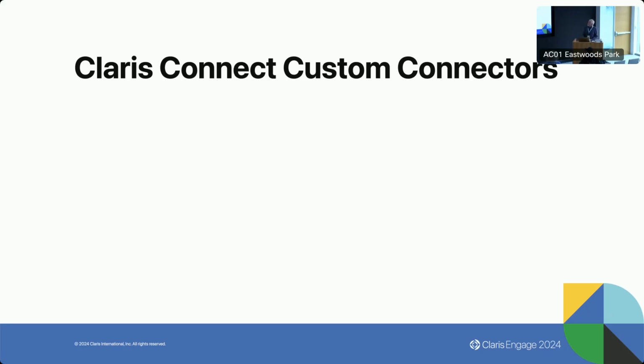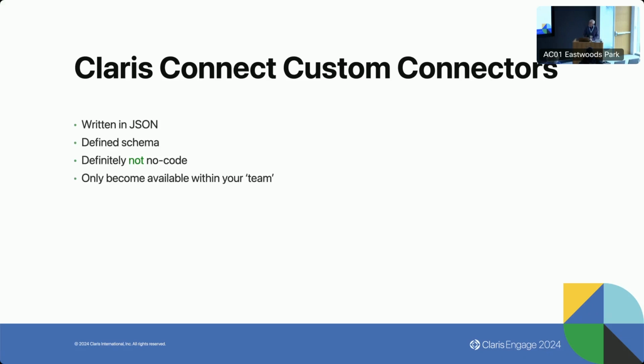So how does it work? Basically, Claris Connect connectors are written in JSON. There is a defined schema for them. It's definitely not no code. Claris Connect custom connectors are very much a code solution to a problem. They only become available within your team, but because they're JSON, they're actually quite easy to share because you can write the JSON, copy the JSON, and move them from team to team.